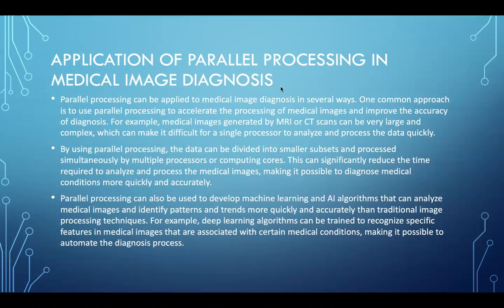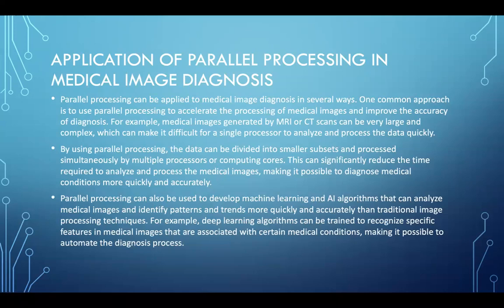By using parallel processing, the data can be divided into smaller subsets and processed simultaneously by multiple processors or computing cores. This can significantly reduce the time required to analyze and process medical images, making it possible to diagnose medical conditions more quickly and accurately.